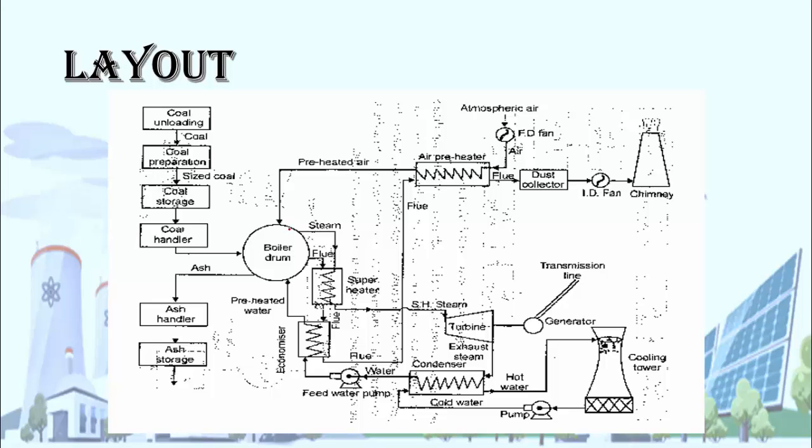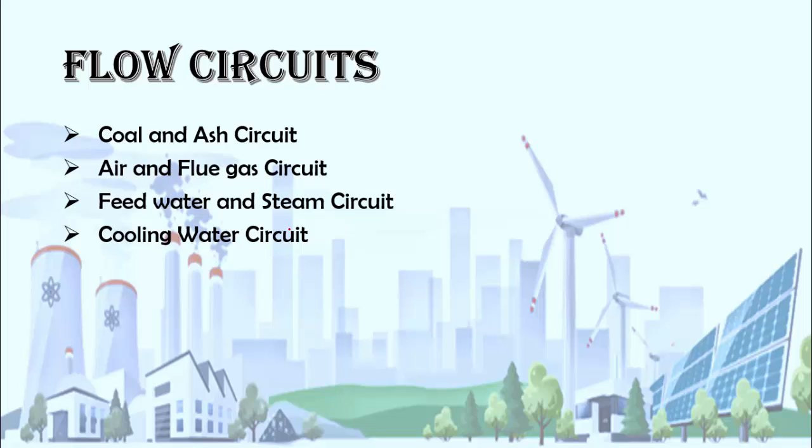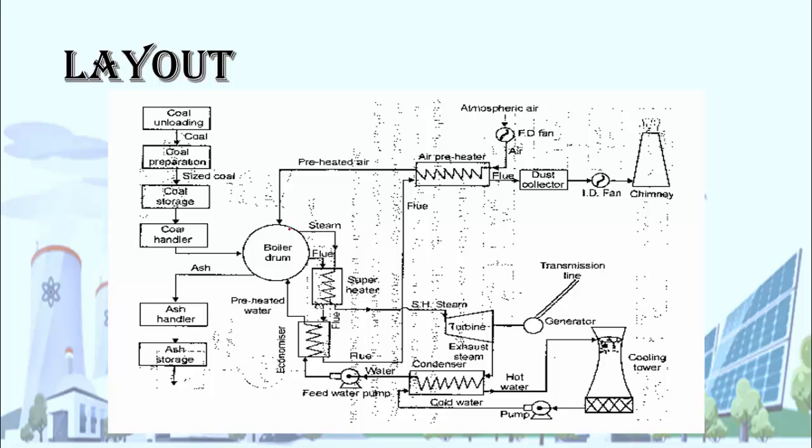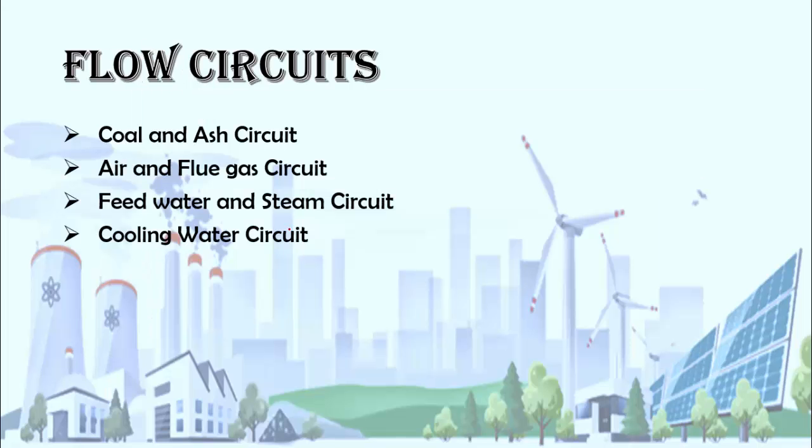We will see each and every component and how this layout or how this flow circuit works in the further slides. So these are all the flow circuits, that is coal and ash circuit, air and flue gas circuit, feed water and steam circuit, cooling water circuit. If you directly draw this layout diagram, it will be a difficult job for you to remember and reproduce this drawing. But if you see these flow circuits one by one and draw the circuit, it will be very easy to memorize and reproduce the steam power plant circuit, right?